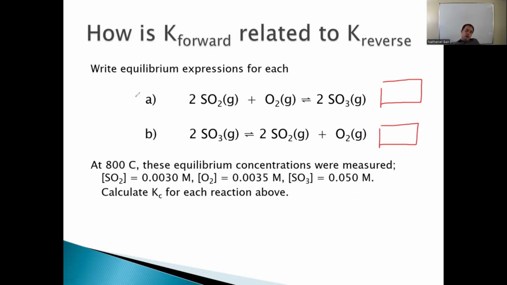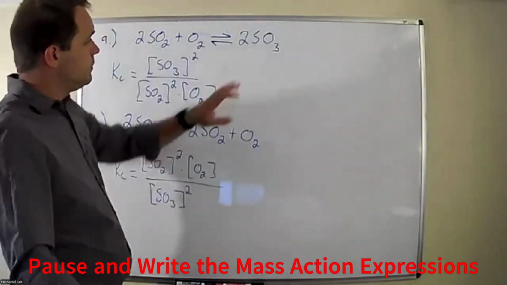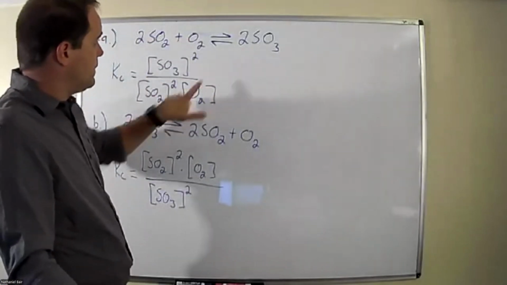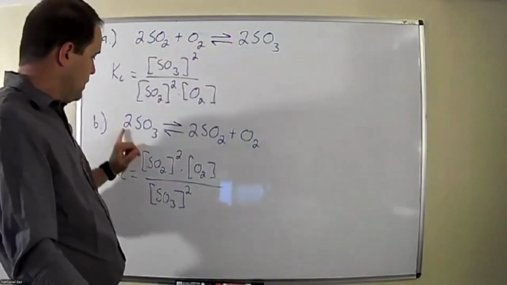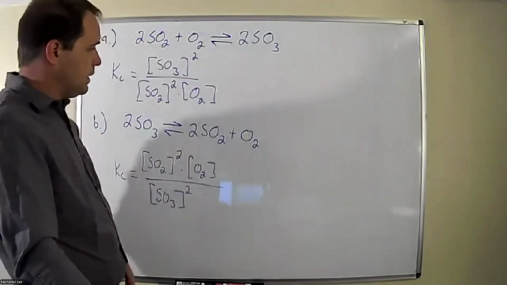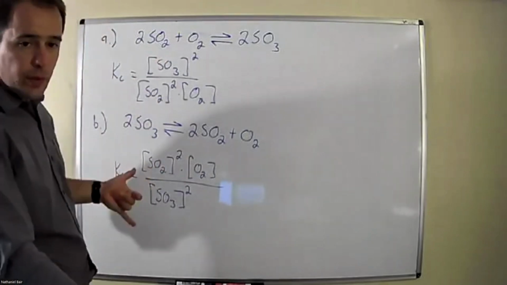Here's what I want you to do. Let's first start by you writing the mass action expression for A and the mass action expression for B. And then we'll plug some numbers in there. So I'm going to do the same thing on the board back here. Start by writing the mass action expression for reaction A, and then write the mass action expression for reaction B. So hopefully here's what you got. Products over reactants, product coefficients become exponents. So make sure that you got those in there. These two are just the inverses of one another.